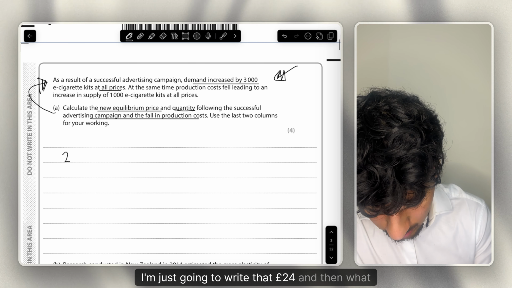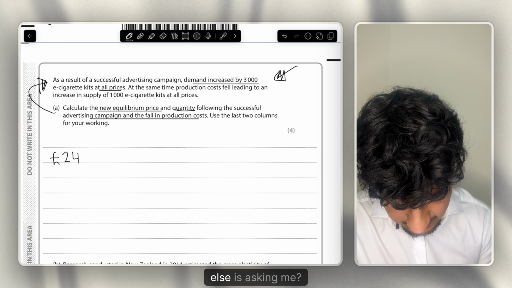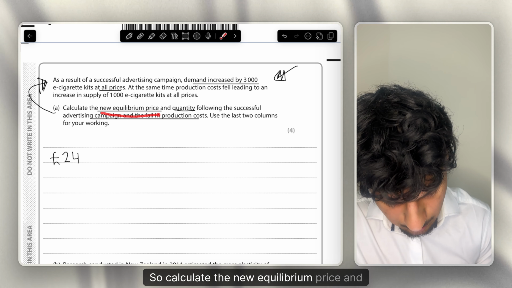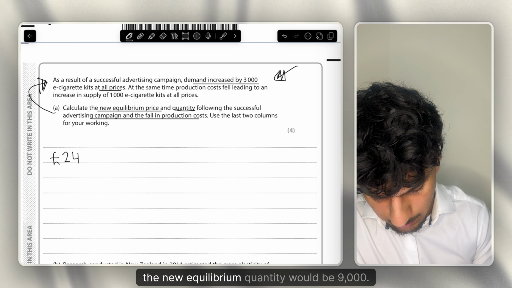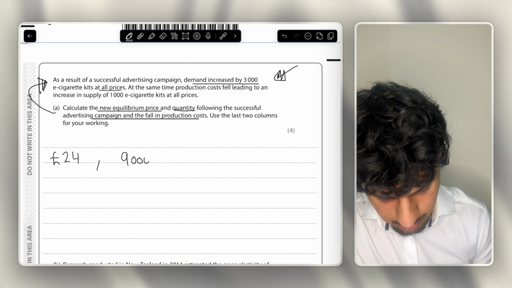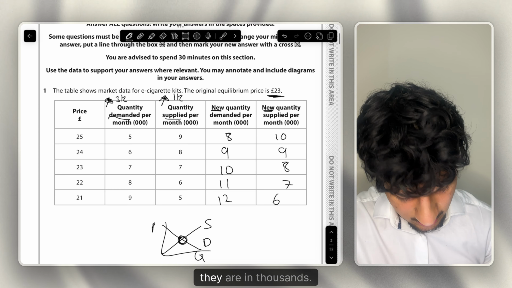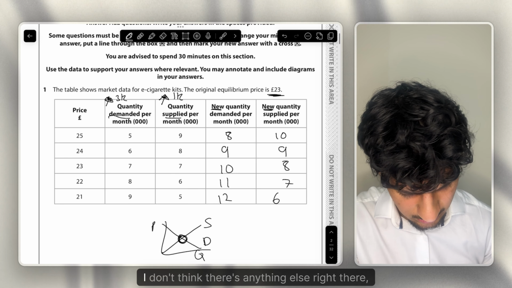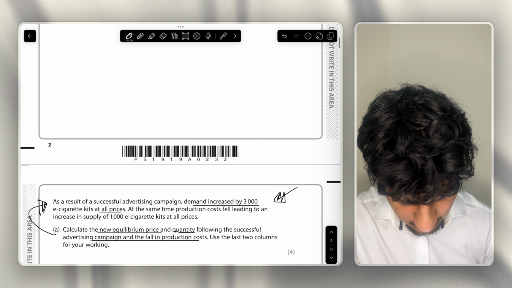So I'm just going to write that. £24. And then what else is it asking me? Calculate the new equilibrium price and quantity, and the new equilibrium quantity would be 9,000. Remember, the units, like I said earlier, are in thousands, 9,000. I don't think there's anything else right there, to be honest. And that's pretty much it.